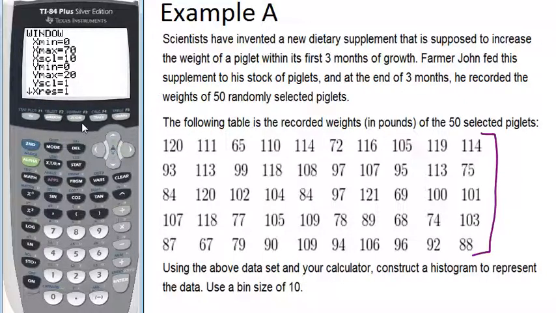Then we need to go into the window settings and make sure we have settings that make sense for this specific set of data. We know that we want the bin size to be 10, and that's entered in right here where it says X scale 10, so that's correct.